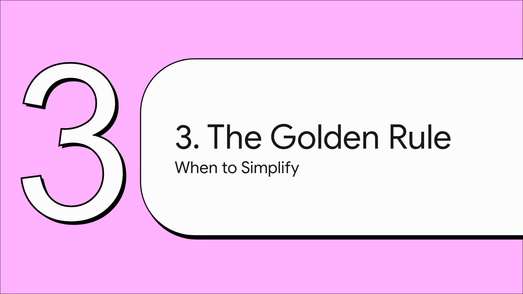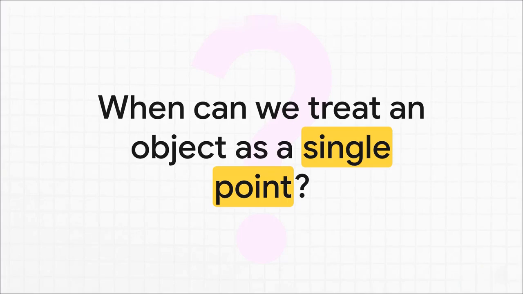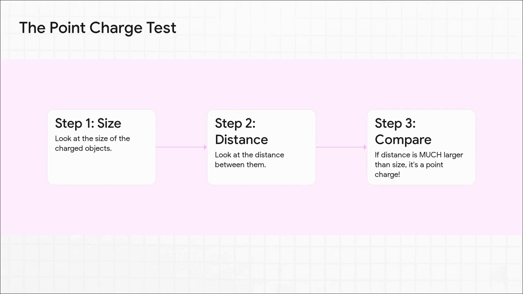But this powerful tool isn't magic. You can't just use it whenever you feel like it. No, there's a golden rule you absolutely have to follow. There's a condition that has to be met. And that's the million-dollar question, isn't it? When is this simplification okay? When are we actually allowed to just ignore an object's real size and shape and just treat it like a dot? And the rule is beautifully simple.